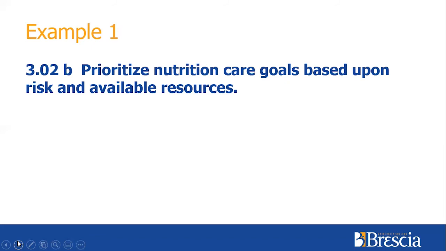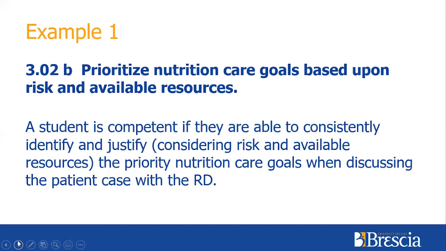With substantial guidance and prompting from their dietitian, the student may identify some of the nutrition care goal priorities. Students at the minimal supervision level are able to identify the priority nutrition care goals some of the time and with some guidance or prompting from their dietitian preceptor. They consider the available resources with some input from their preceptor. A student is competent if they're able to consistently identify and justify the priority nutrition care goals when discussing the patient case with the dietitian.